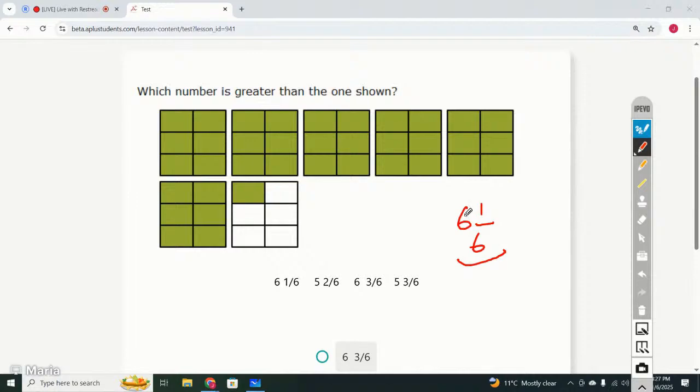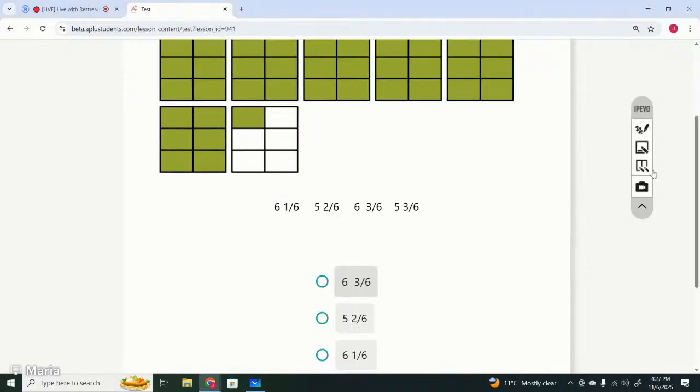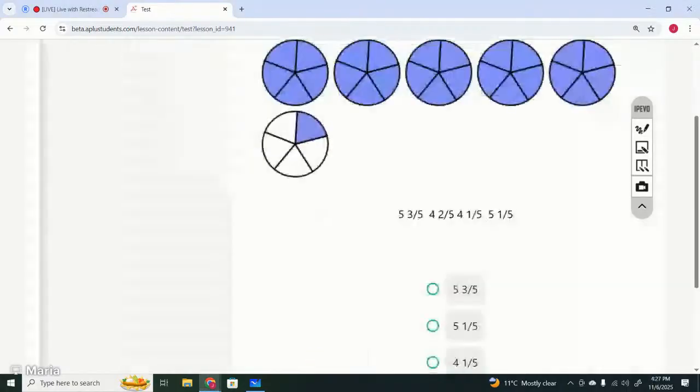So which is the correct option? That means it is 6 whole 3 by 6. Option number 1 is the correct option.